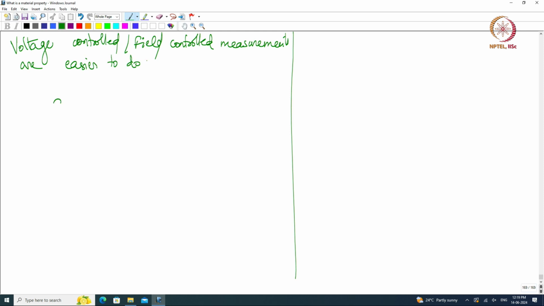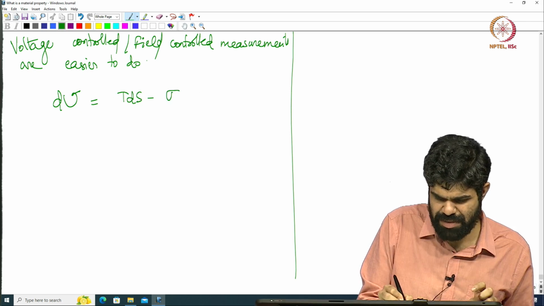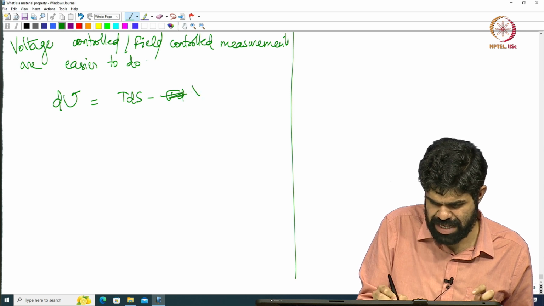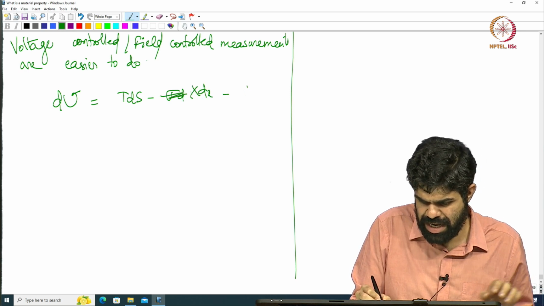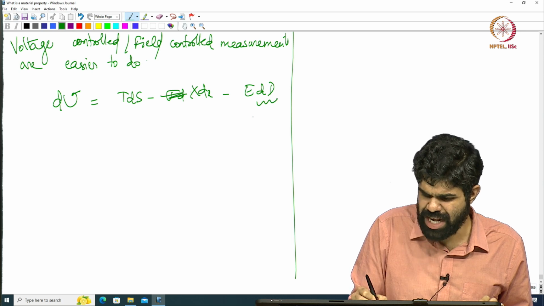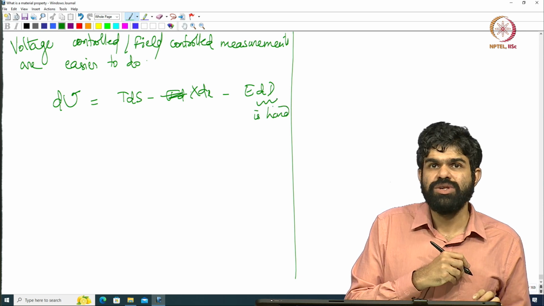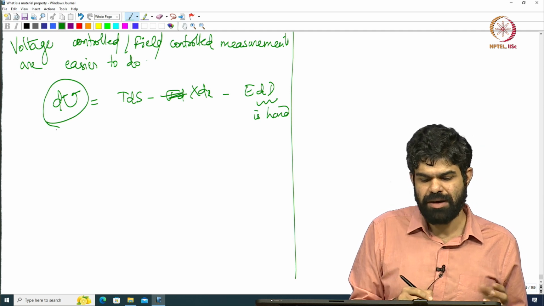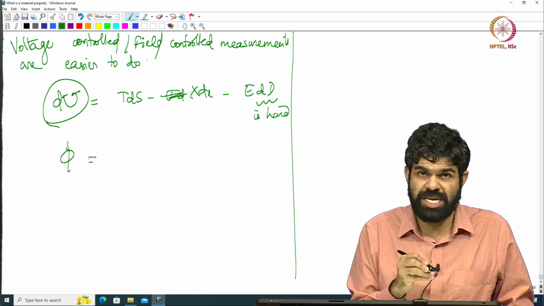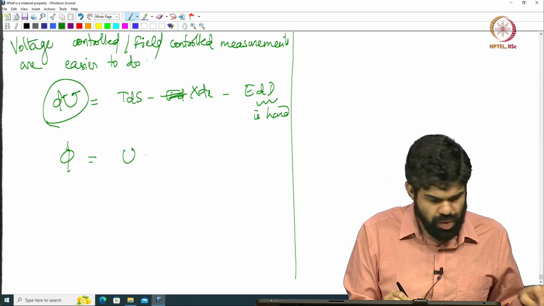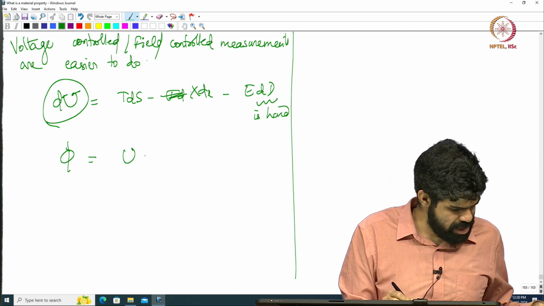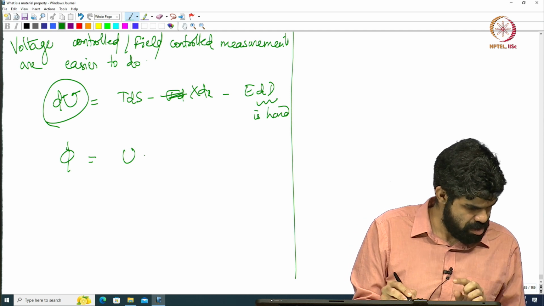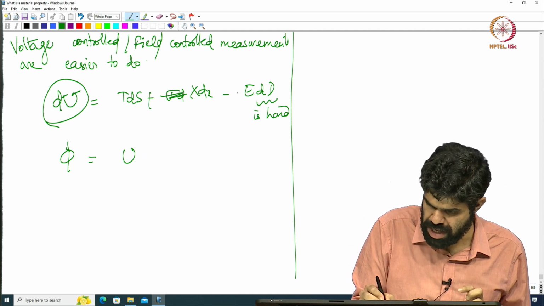Okay. So, as a result, if you tell me that dU is something like T dS minus sigma dE x dx minus E dD, to control this is hard. So, rather what I would say is, I do not care about changing U per se, but I am going to define another thermodynamic potential phi, which is going to be U plus, oh sorry, this is all plus here.